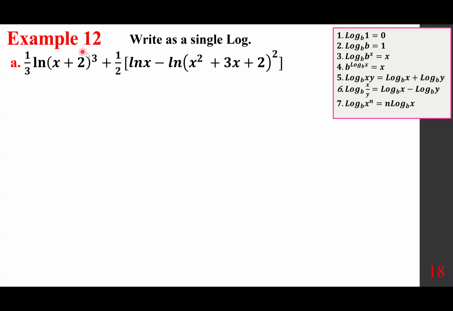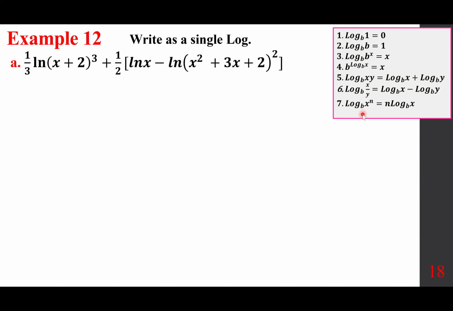Example 12, write as a single log: 1/3 ln of (x plus 2) cubed plus 1/2 brackets ln x minus ln of (x squared plus 3x plus 2) to the second power. Reminding everyone of those properties, logarithmic properties that were discussed. Sometimes we go from left to right, sometimes we go from right to left. And so in this case, we are going to move accordingly.